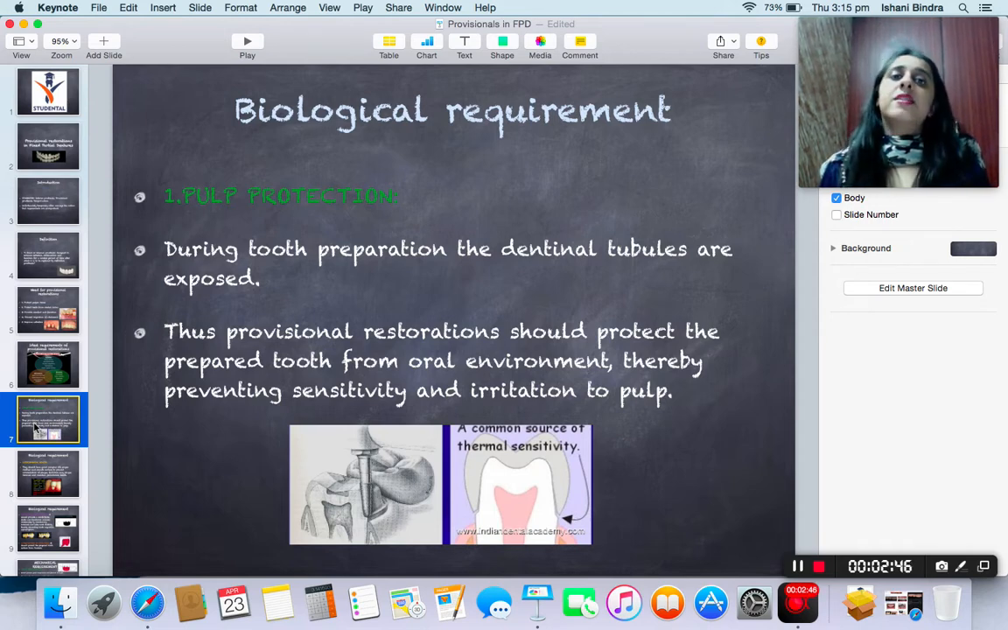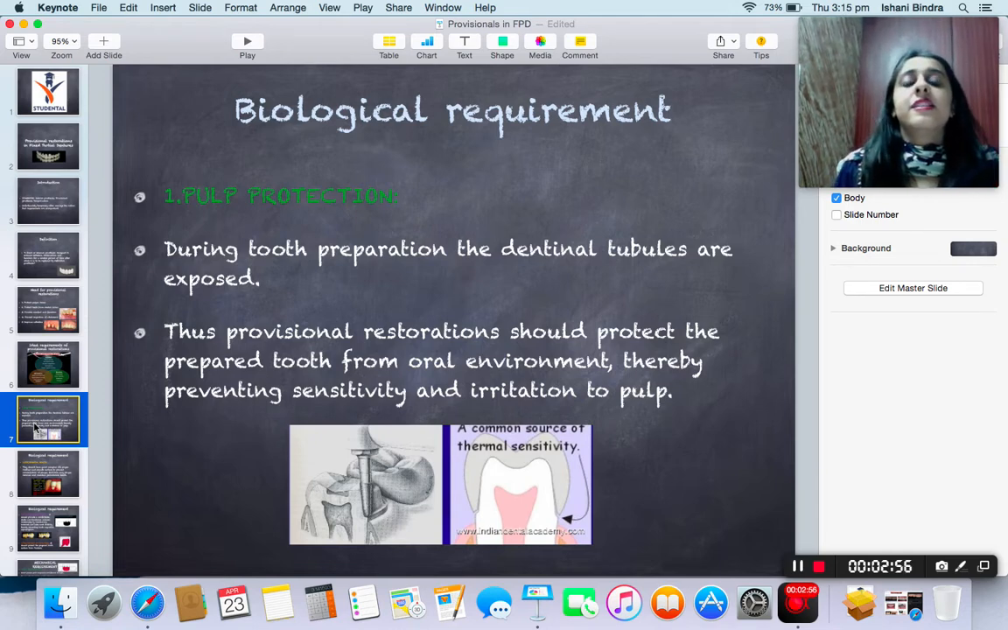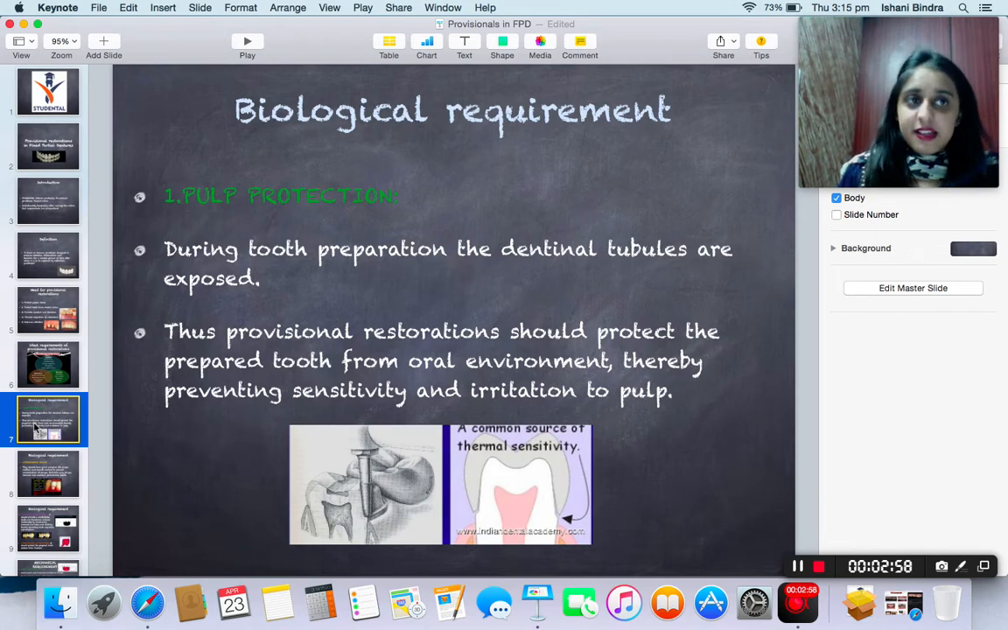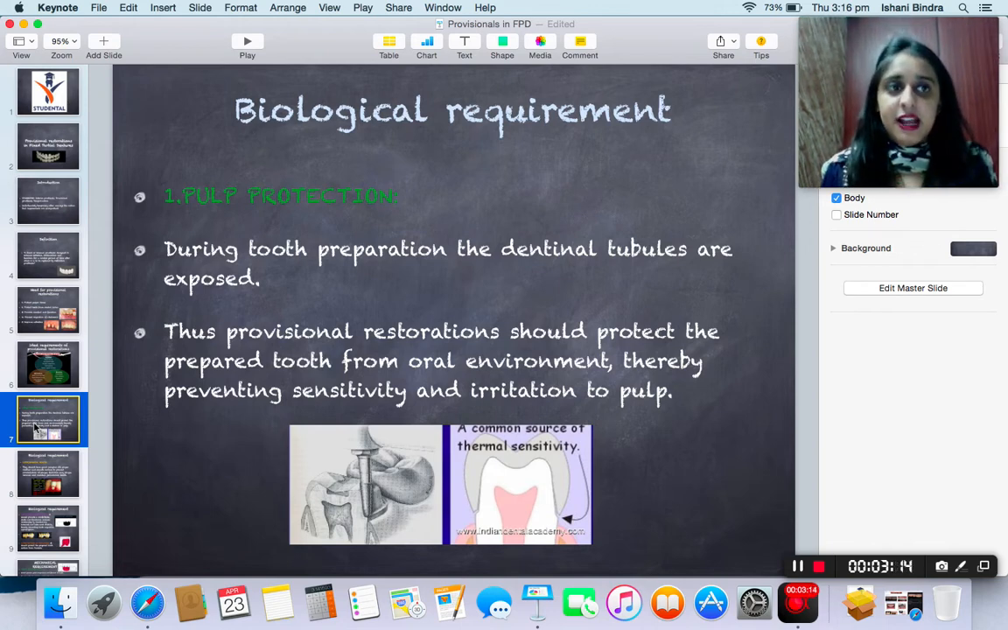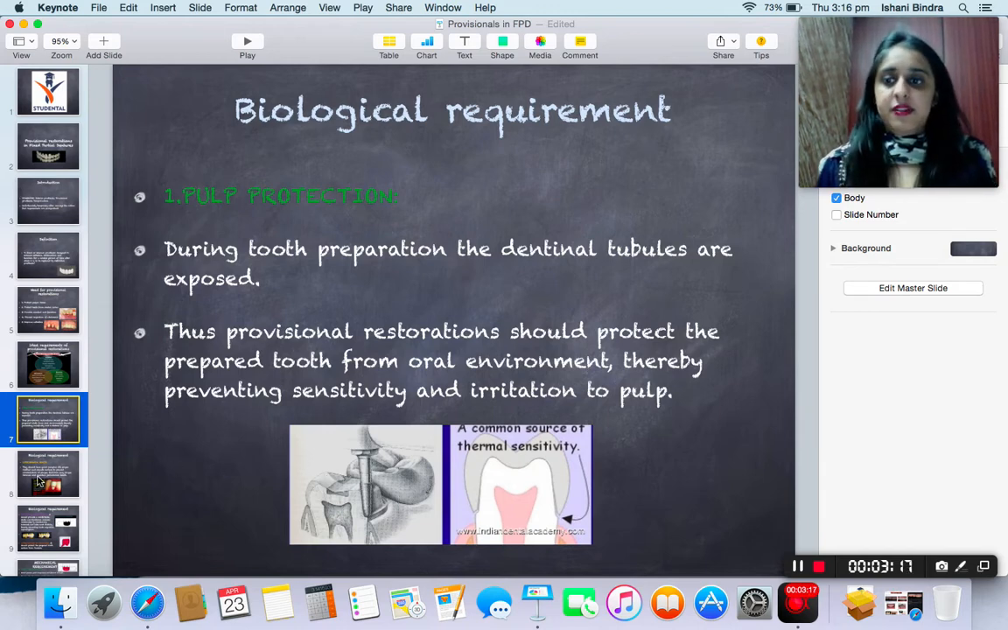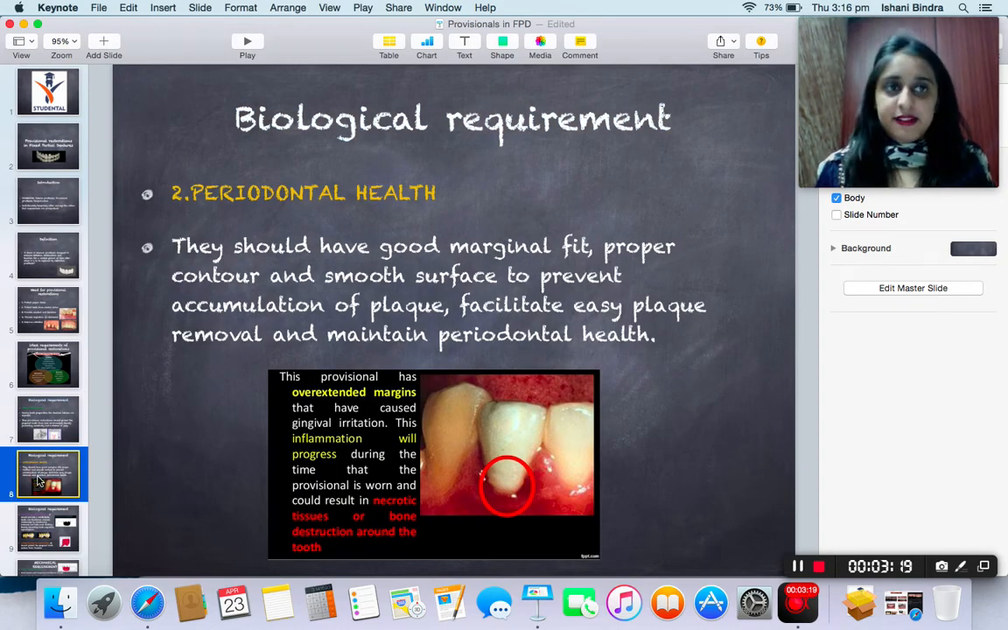Whenever we are doing any tooth preparation on a vital tooth, there are two zones in which the patient will have maximum sensitivity. The first zone is when we are nearing the dentino enamel junction, and the second zone where the patient might have maximum sensitivity is when we are near the dentino pulpal junction. So in such cases, the provisional restoration should protect the tooth from the oral environment, thereby preventing sensitivity and irritation to the underlying tooth. The next biological requirement is maintaining good periodontal health.